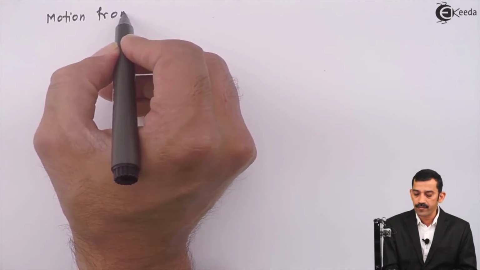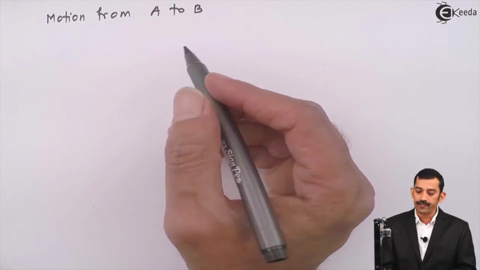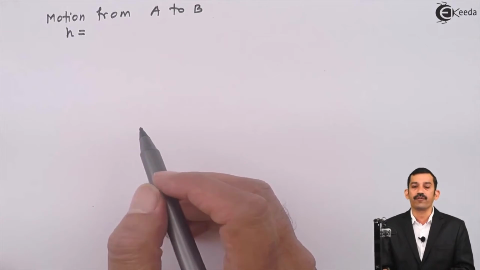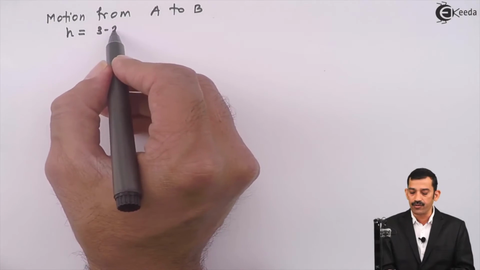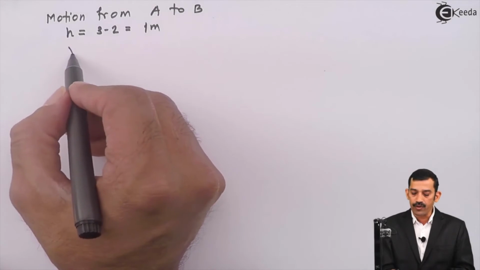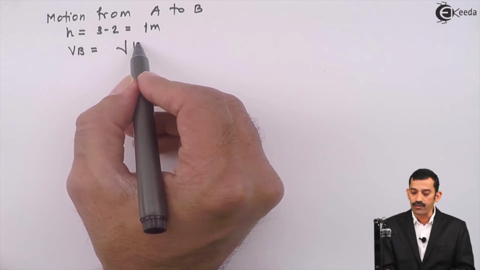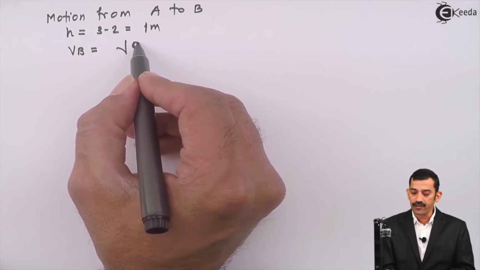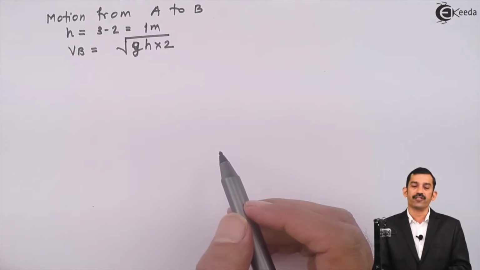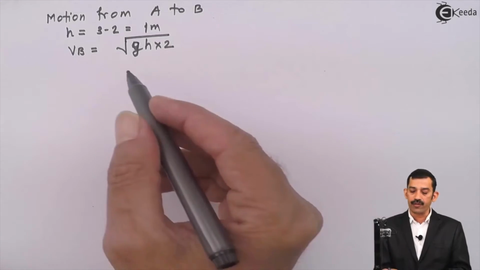Therefore the first motion we will consider here is motion from A to B. In this motion, h, the vertical displacement of this marble, is 3 minus 2 meters, which comes out to be 1 meter. And if you want to find the velocity, Vb equals root of 2gh, where g is 9.81 and h you know. This is a standard formula.